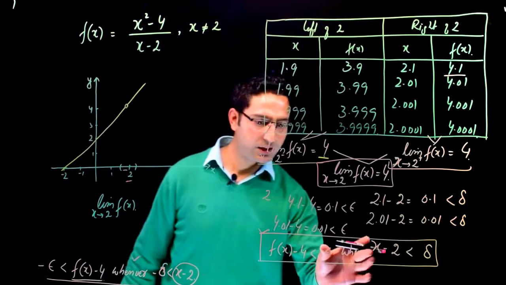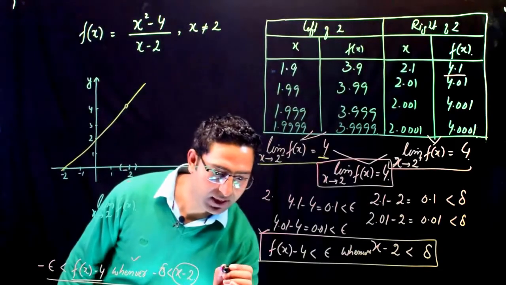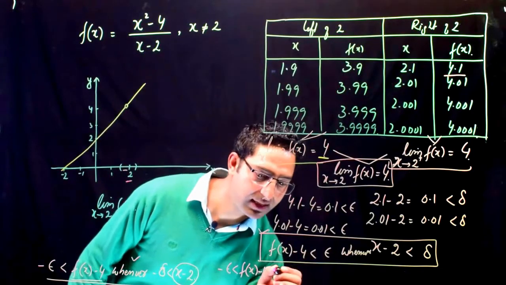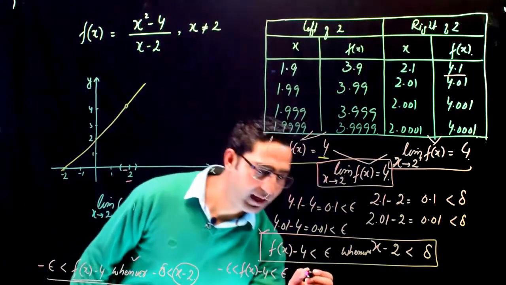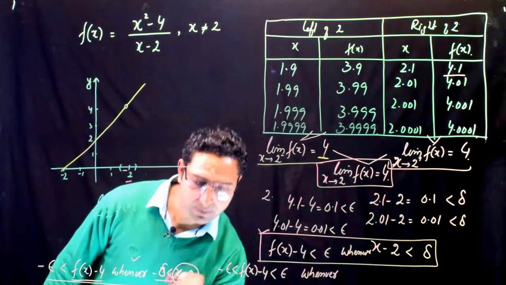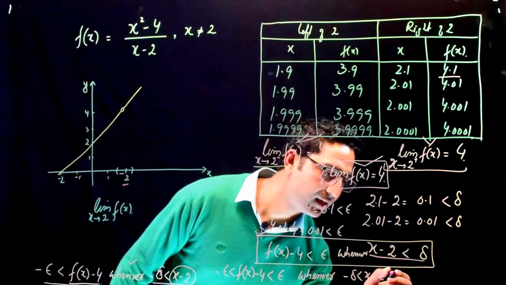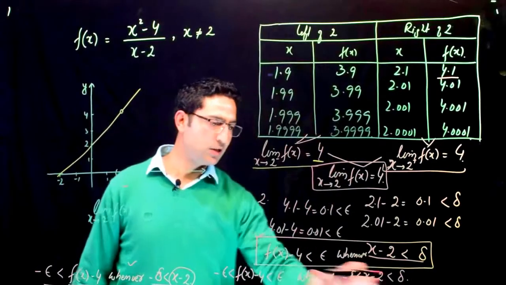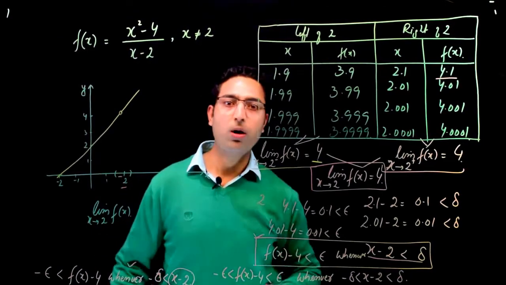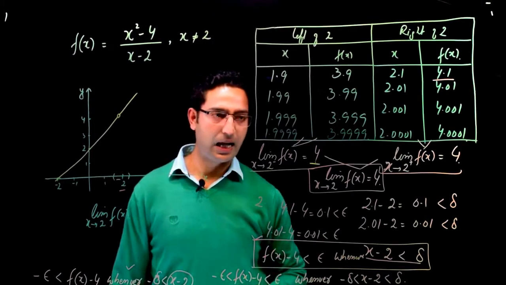So if I combine these two relations, minus epsilon is less than f(x) minus 4, but f(x) minus 4 is less than epsilon whenever minus delta is less than x minus 2, but x minus 2 is less than delta. So this is the combination of this and this, and this gives the overall epsilon delta definition of the limit of a function.